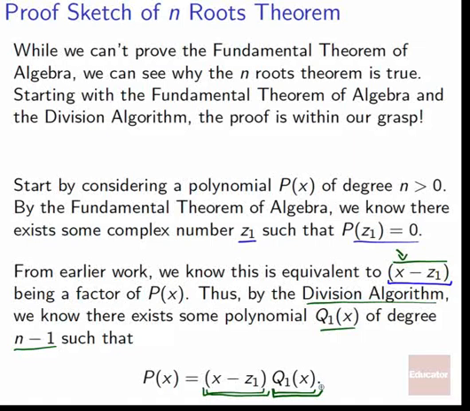So we've got that our initial polynomial is equal to x minus z1 times some other quotient polynomial q1 of x. And since we pulled out a degree of 1 from a polynomial that initially started at n, we started at n and then we pull out 1, we know that we're going to have a degree of n minus 1 in our quotient polynomial.